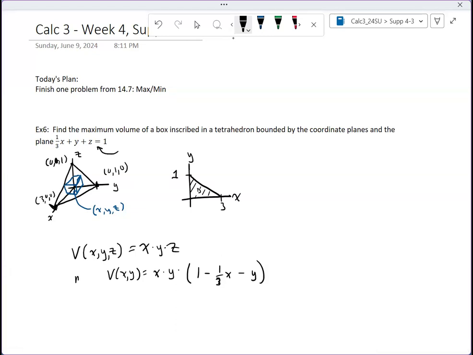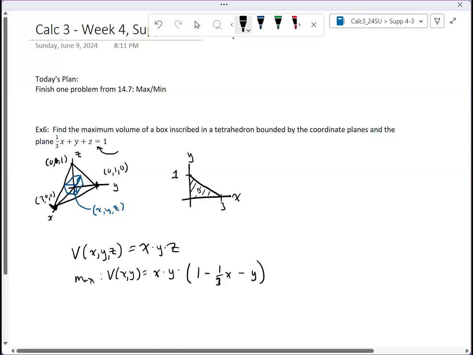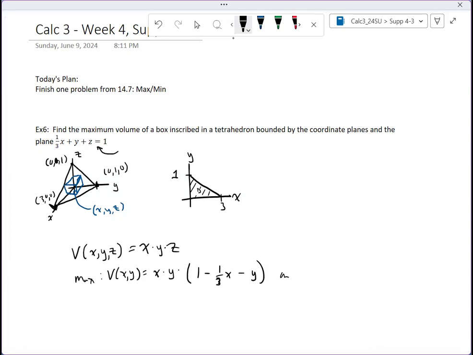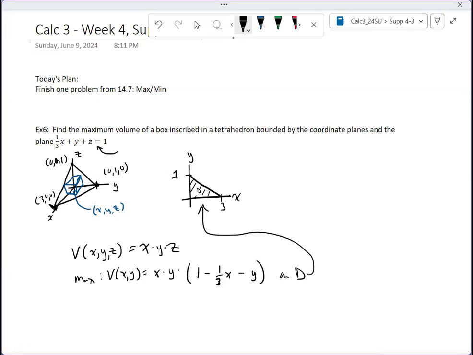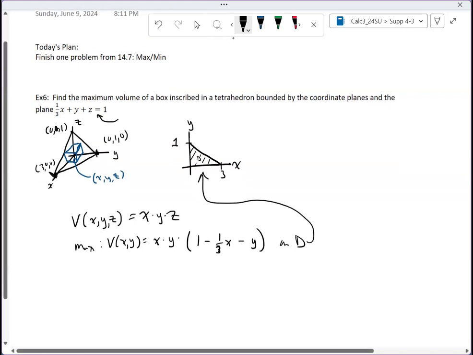So what is my goal? My goal is to maximize V of x, y equals x times y times (1 minus 1/3 x minus y) on this region D. So again, what do I have to do? Well, first I search for critical points and evaluate V at the critical points. And then I search along the boundary for maxima. And then I look for my maximum output and its location.